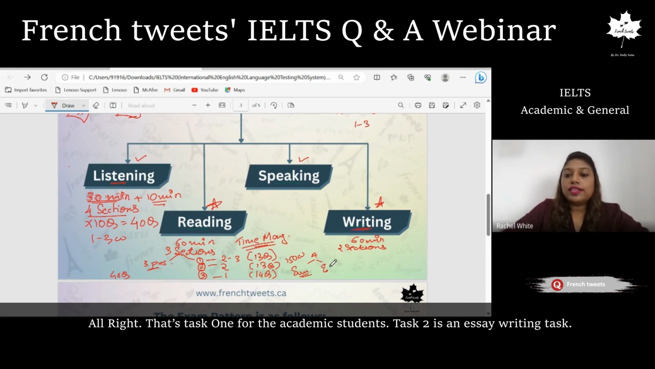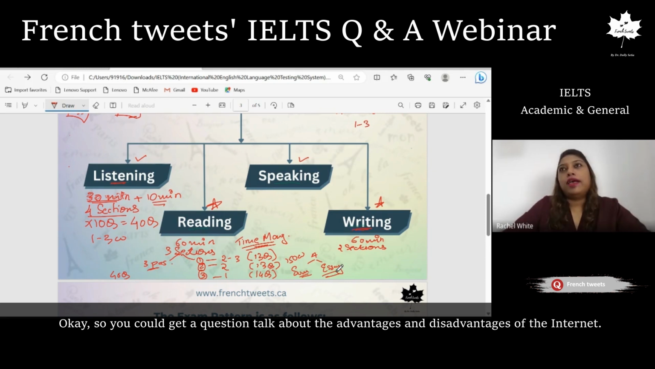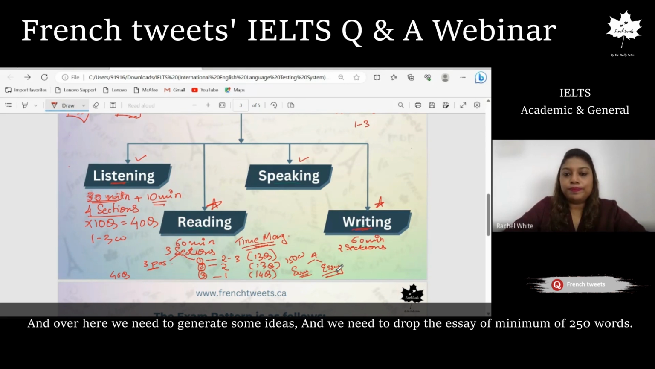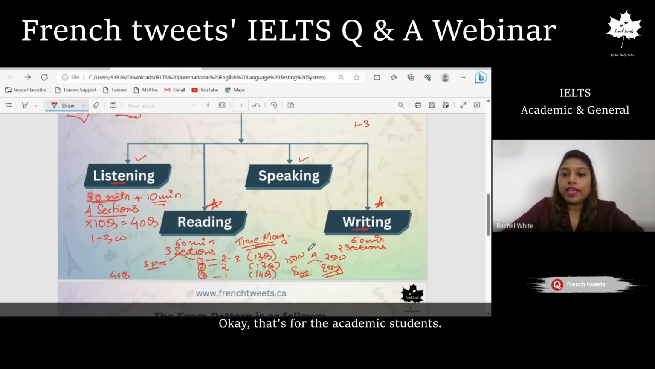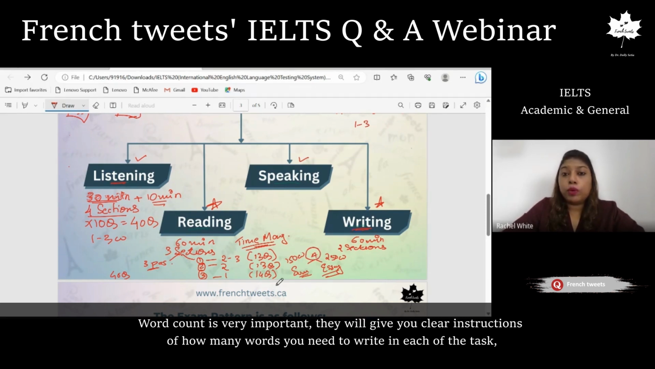Task 2 is an essay writing task. Okay, so you could get a question like, talk about the advantages and disadvantages of the internet. And over here, you need to generate some ideas, okay, and you need to draft the essay of a minimum of 250 words. Okay, that's for the academic students. Word count is very important. They will give you clear instructions of how many words you need to write in each of the tasks.